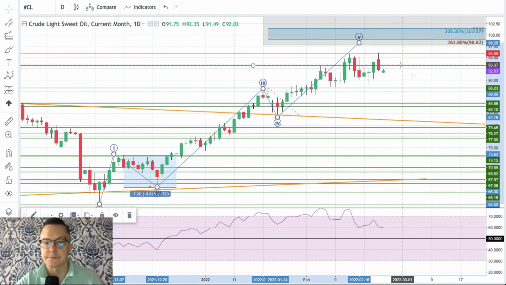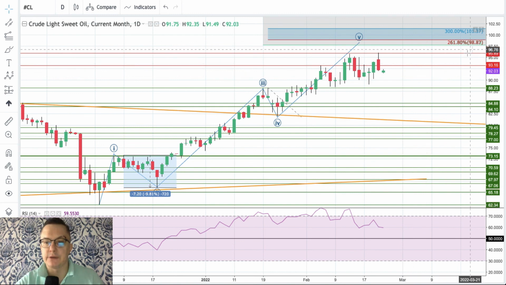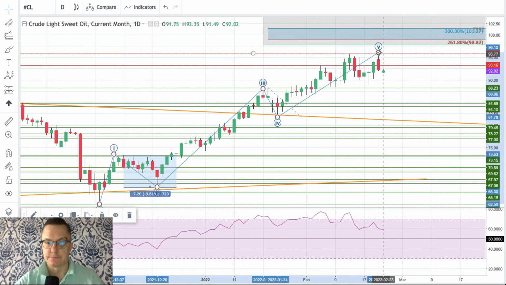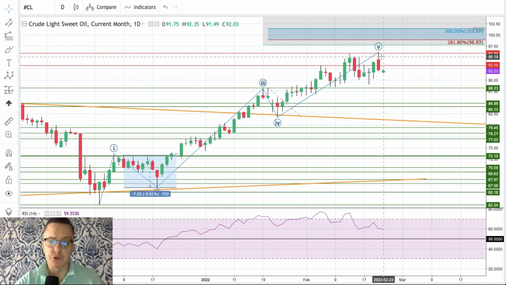So we are still waiting for our target. I'm really curious whether we will hit 98.87. That's still possible. However, we are diverging from the RSI. The RSI is going down, market is going a little bit up. It looks like this wave 5 target might be already in price, so we should expect some sort of pullback lower towards the level of 88.23. That's just a technical point of view. However, please notice the fact that the RSI is still positive.